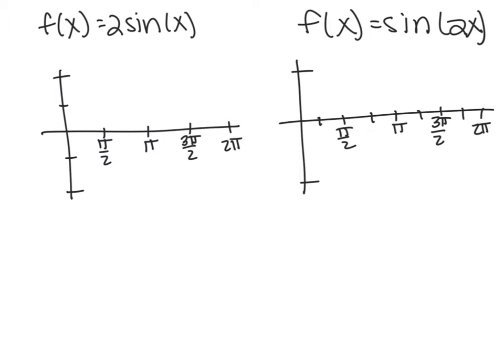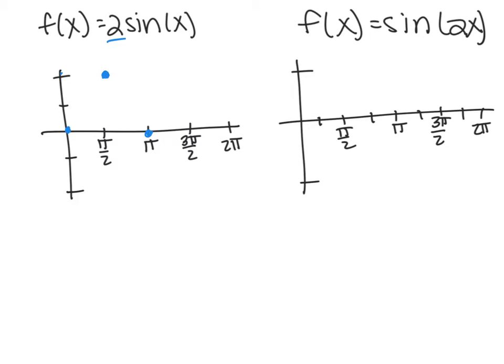In class today, you should have graphed both of these graphs. We're going to look at how the multiplication by the 2 on the outside and inside of the function affect the graph of sine of x. So for this first one, when the 2 is on the outside, you should have noticed your first point stayed the same, 0, 0. This time at pi over 2, instead of going up 1, it moved your graph up to 2.